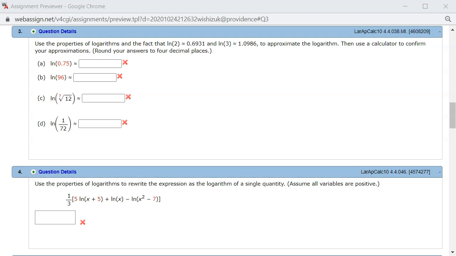All right, let's look at homework 4.4, problem number 3. We want to use the log properties and a couple of given values to approximate the following log expressions. All right, so let's do that.